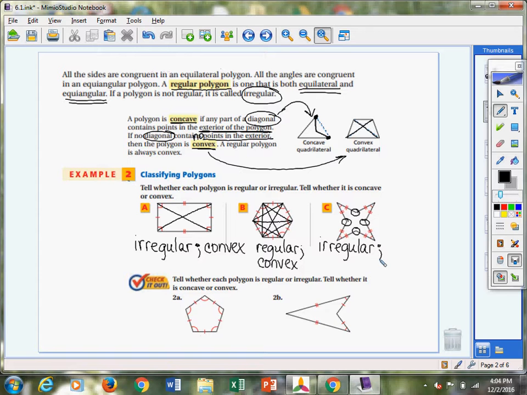And then, let me get my eraser back, take that off. If you're kind of like, I don't know if it's concave or convex, well, let's see if we can connect some of these diagonals together and see what happens, okay? So right away, if I try to connect here to here, oh boy. All right, that's exterior. So that tells me this has to be concave. I just need one piece of evidence and then I've got it, okay?